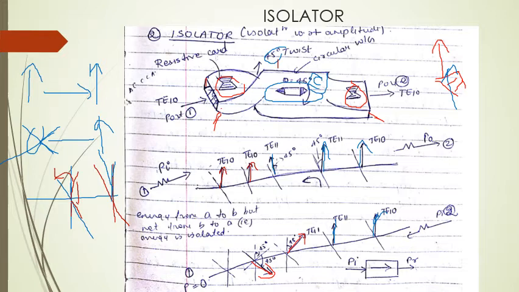So what is the function of the isolator? It allows the signal to pass through from port 1 to port 2, but when it comes back, the signal is absorbed. I hope you understand the application of the isolator. An isolator is normally used in microwave experiments so that any reflections from the load end can be avoided.